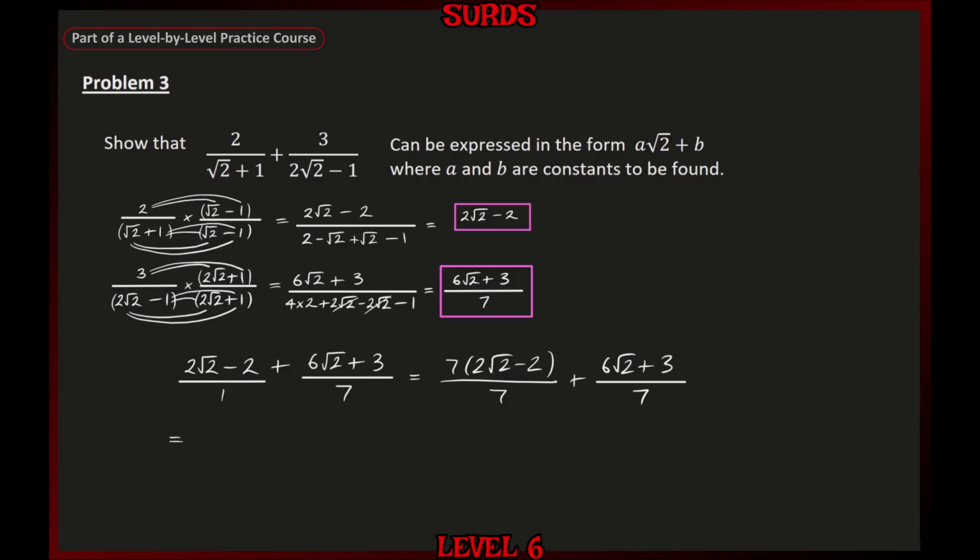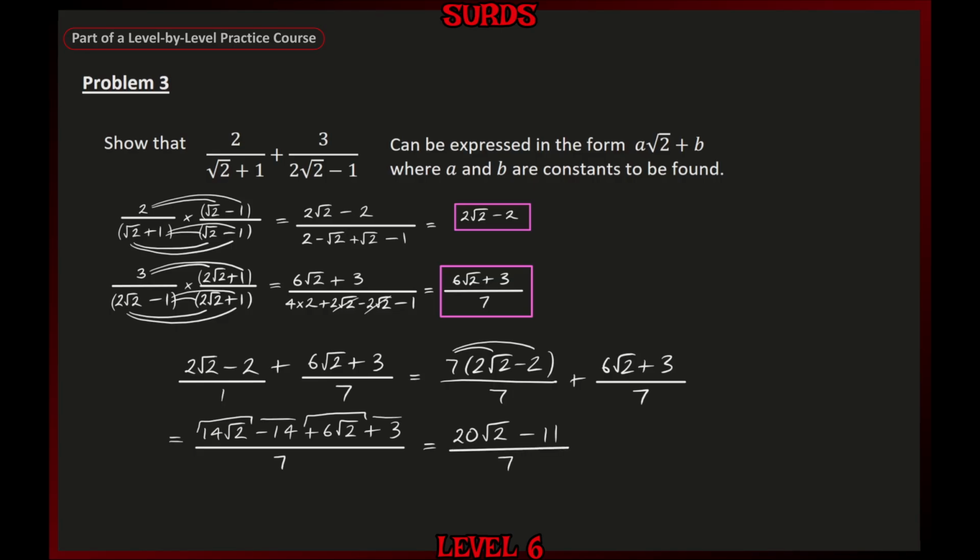So looking at the numerator, we have 7 times 2 root 2 is 14 root 2, and 7 times minus 2 is minus 14. And from the second fraction, we have plus 6 root 2 plus 3, and this is all over 7. And we can now simplify that numerator. So on the numerator, we have 14 root 2 plus 6 root 2, which gives us 20 root 2. And we also have a minus 14 plus 3. And minus 14 plus 3 gives us minus 11. And this is still all over 7.